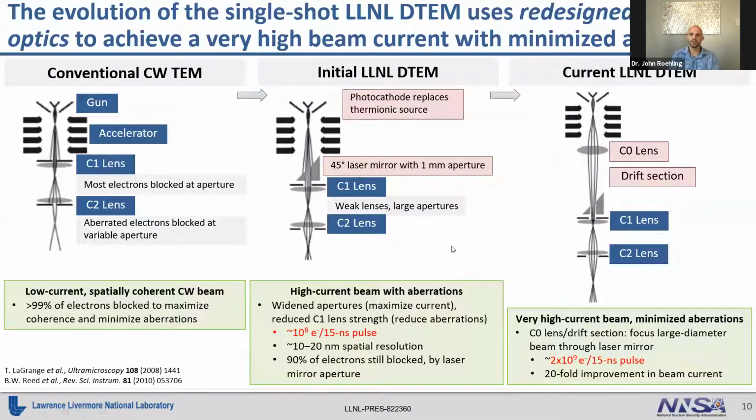So Livermore's innovation for our single shot mode was to increase the number of electrons that we're getting down the column from the cathode. And we also moved from a 100 kV instrument to a 200 kV instrument. So we were able to collect a lot more current and put it down into the sample by introducing the C0 lens, which is basically a very low power lens, and a drift section, which allows us to collect a lot more of the photocurrent. We improved it by about a factor of 20 from the initial DTEM, where a lot of the photocurrent was clipping on these apertures up higher in the column.